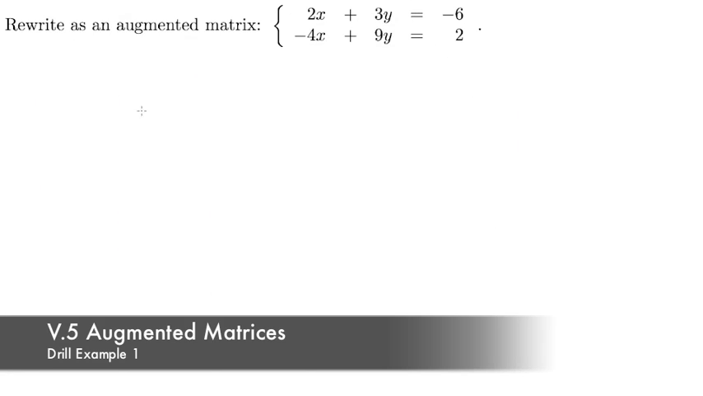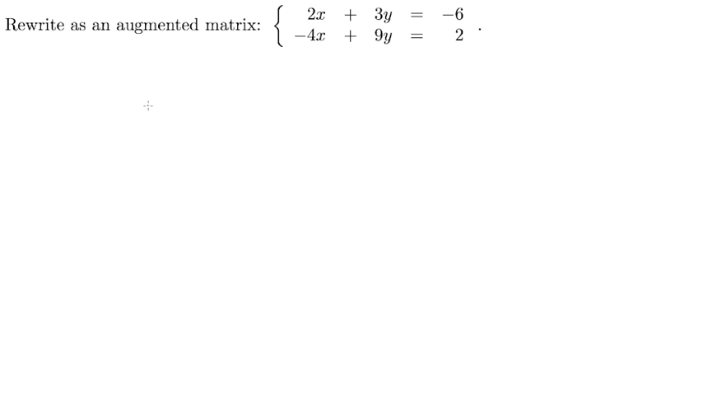All right, so let's consider this example. The drill problems from this section are going to be extremely easy. The way that we convert a system of equations into an augmented matrix is we take each equation, and that corresponds to each row in our matrix. So we're going to write our matrix. In our first row, we just put the numbers that we see. So we put a 2 here, a 3 here, and a -6. For the second row, we put the numbers that we see here. So -4, 9, and 2.